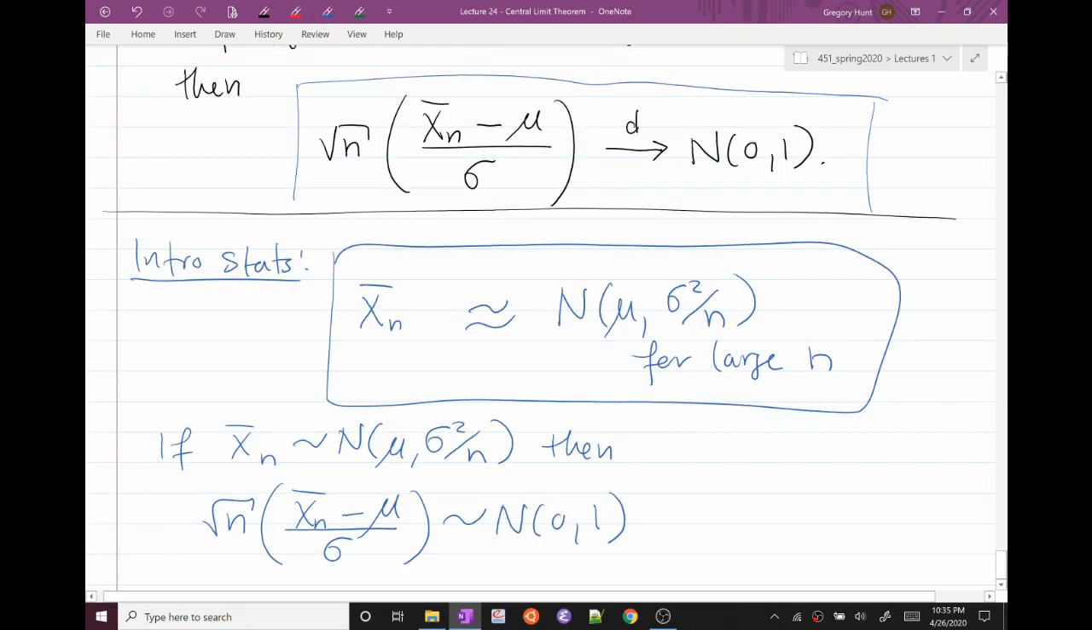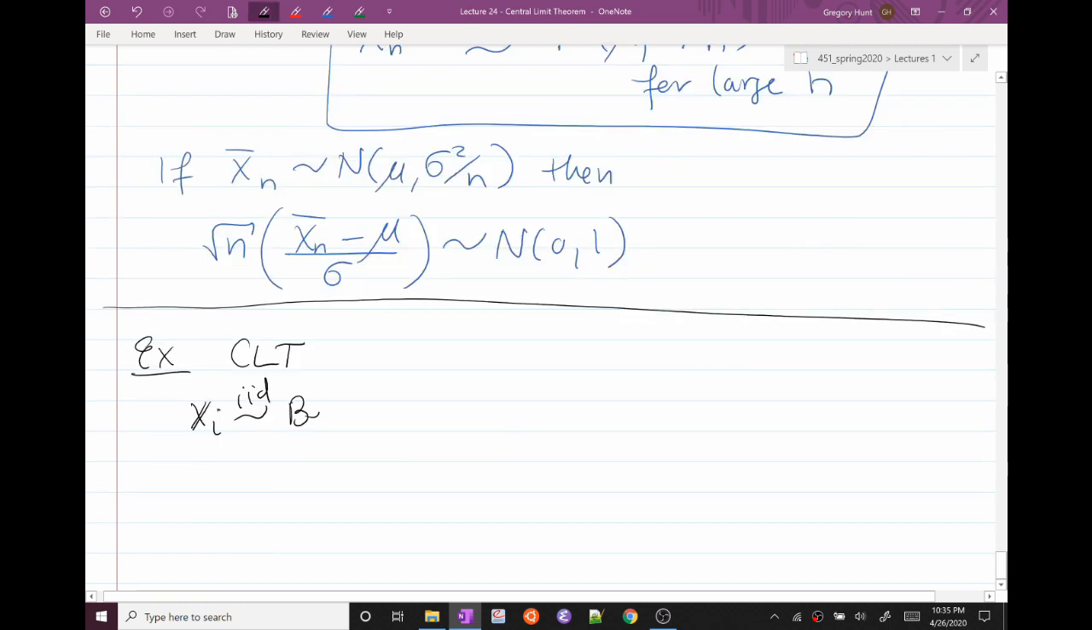Okay. You can look at some real quick examples of the CLT. For example, if I have some x sub i, they're IID, let's say Bernoulli, with some unknown p, remember that the expected value of x sub i is p, and the variance of these x sub i is p times 1 minus p.